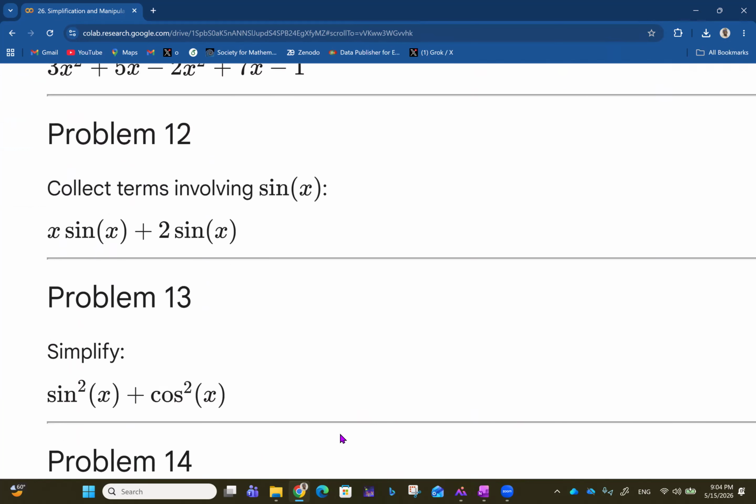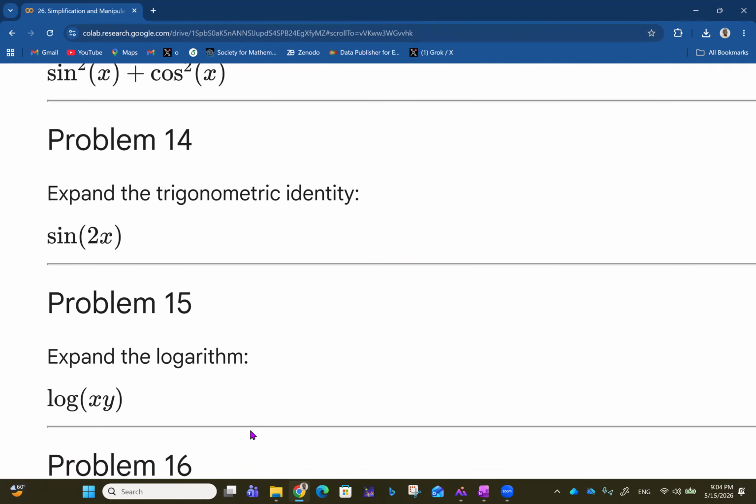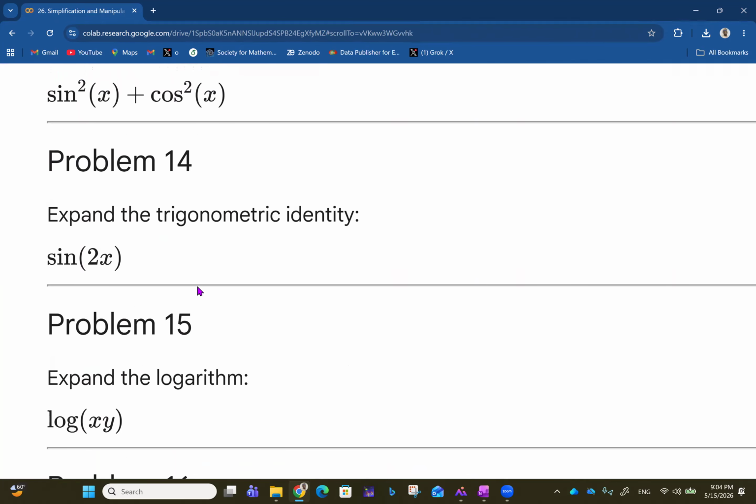Then problem 12 and 13. Collect terms involving sin x: sin x plus 2 sin x times x. Sin x is common, so you have sin x into x plus 2. So that's like x plus 2 multiplied by sin x. Then problem 13, simplify sin squared x plus cos squared x. That's simply 1. Then problem 14 and 15. Expand the trigonometry identity sin 2x. Of course, that's 2 sin x cos x.